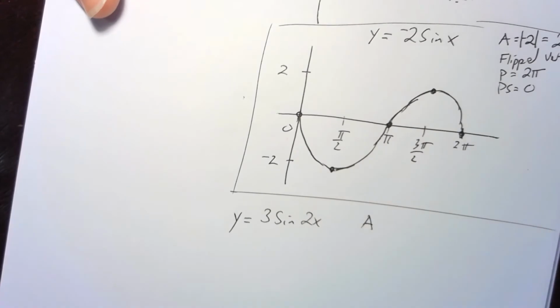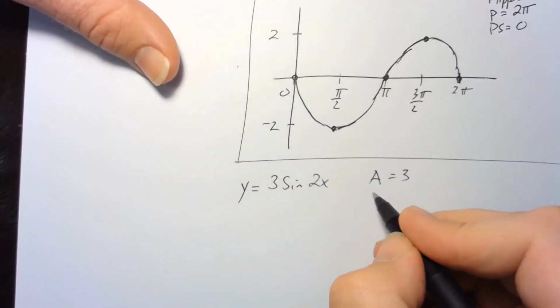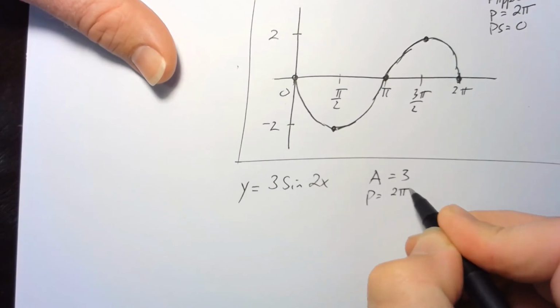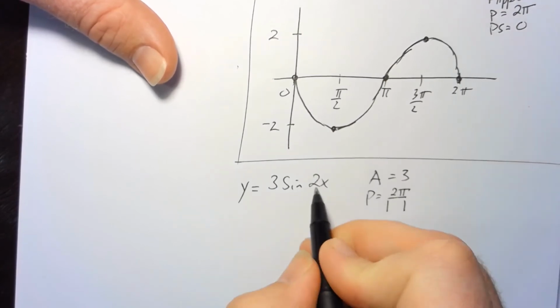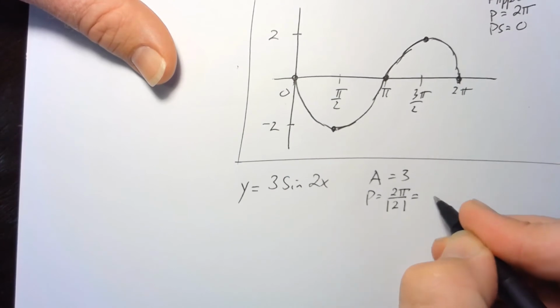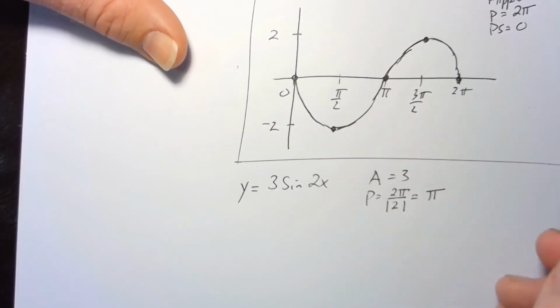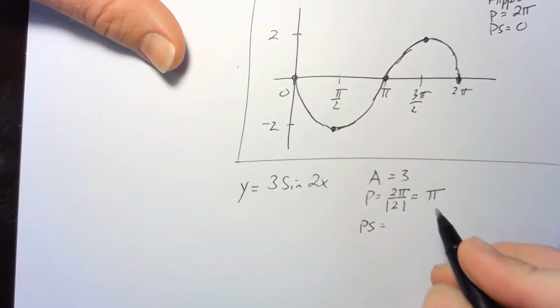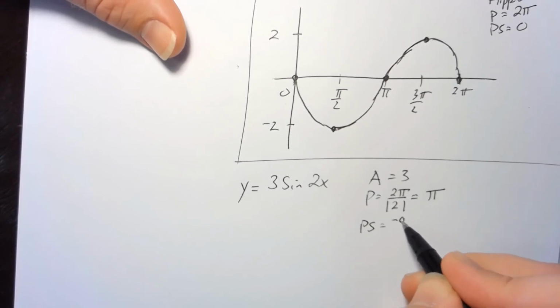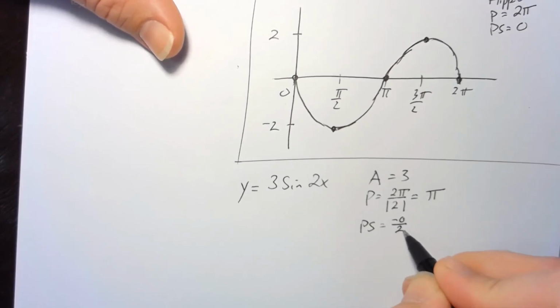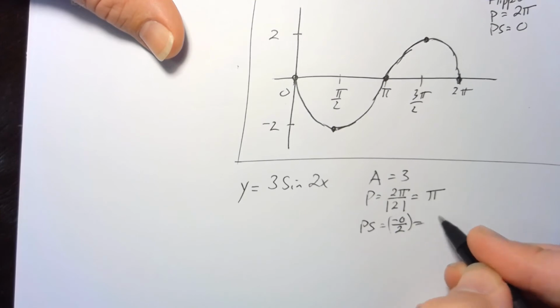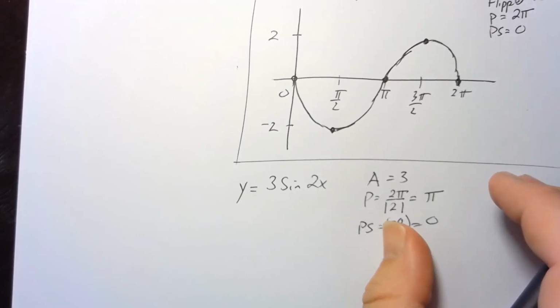My amplitude is going to be 3, that's the value right here. My period is going to be 2 pi divided by the absolute value of b, b being 2, so that means my period is actually just pi. And then my phase shift is supposed to be my -c, but there isn't any c, divided by my b, and that's 2, but 0 divided by 2 is still 0, so there still isn't any phase shift.